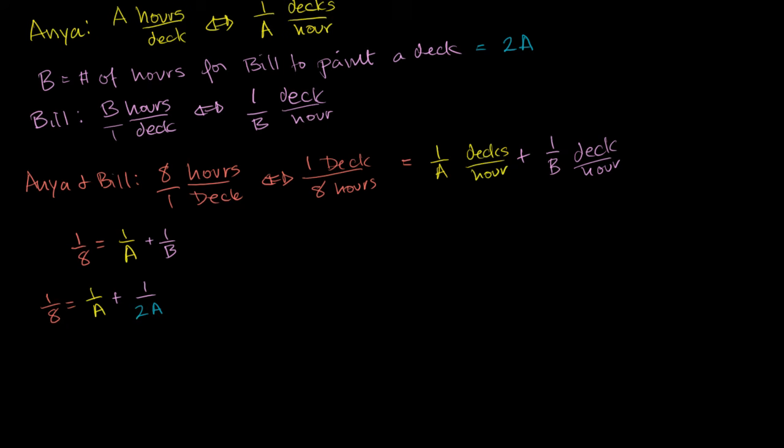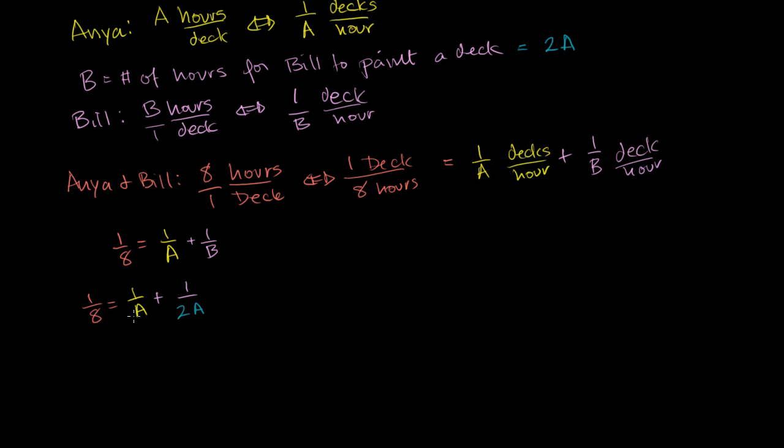The easiest way to solve for A right here is to multiply both sides of the equation by 8A, so we get rid of this 1/8 as well. The left-hand side, 8A divided by 8, is just A. A is equal to 1 over A times 8A, which is just going to be 8. Then 1 over 2A times 8A. 8A divided by 2A is 4.